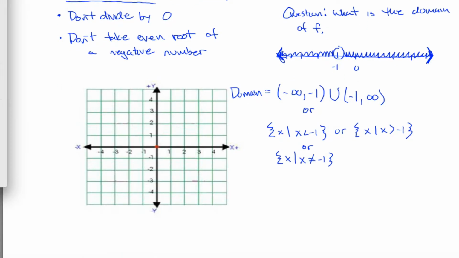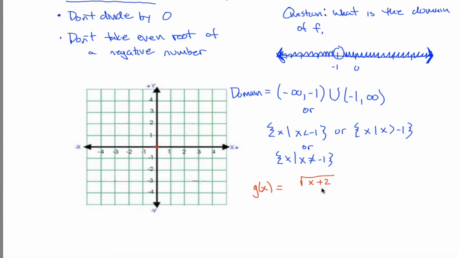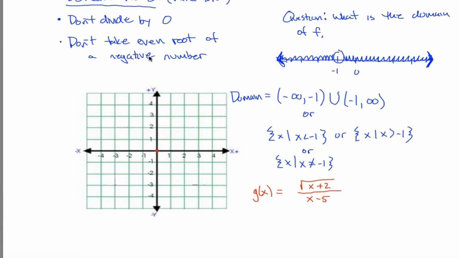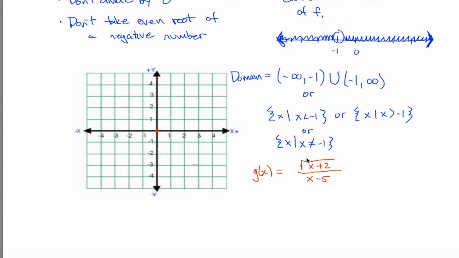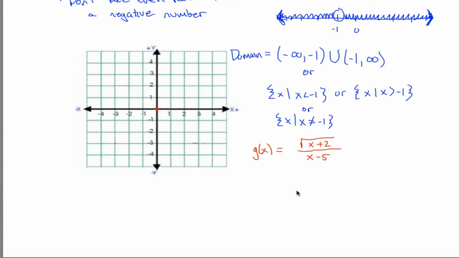Let me give you one more function. We'll deal with this one pretty quickly. Let's say g of x equals the square root of x plus 2, and we will divide that by maybe x minus 5. This one's tricky, right? Because in this one, your domain rules, both of them apply. You can't take the even root of a negative number. Oh, I got a square root going on here. So this thing, this x plus 2, better not be a negative number.